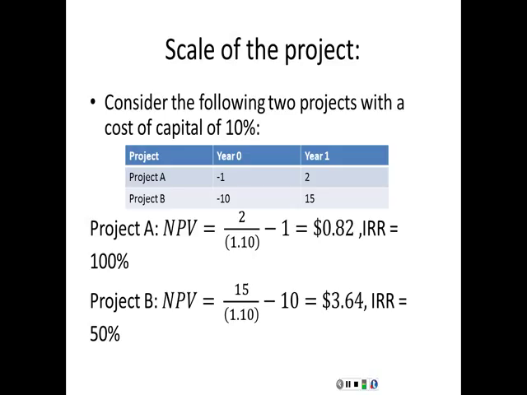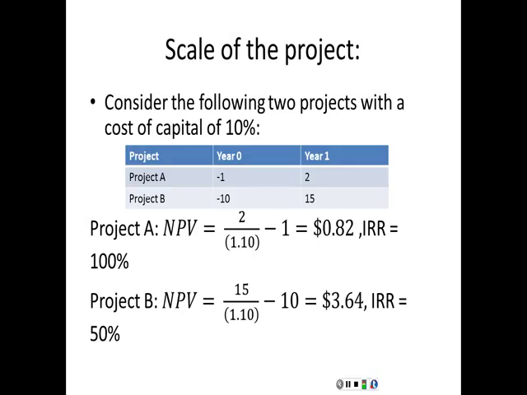Project B has a larger scale. We invest 10, but we get 15 back. When you discount $15 one period and subtract off the initial investment of 10, we get an NPV of 3.64. However, you've only gained half as much. The IRR is just 50%. So suppose I'm applying my two rules here.